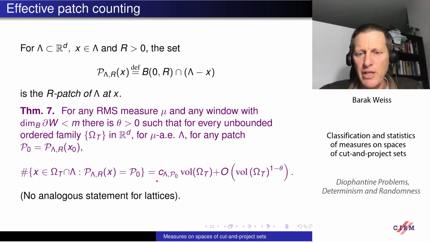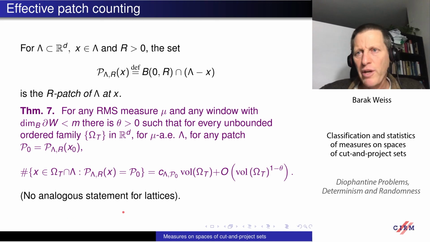There's a main term here, and then there's the error term, and the implicit constants in the error term are going to depend on the data. In other words, they depend on delta, on lambda, on the cut and project set. They depend on the window, and on the dimension of the boundary of the window, but we get a power savings.